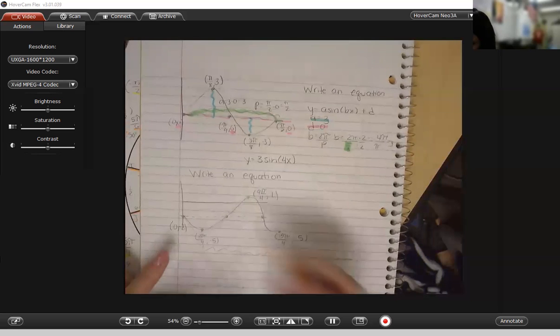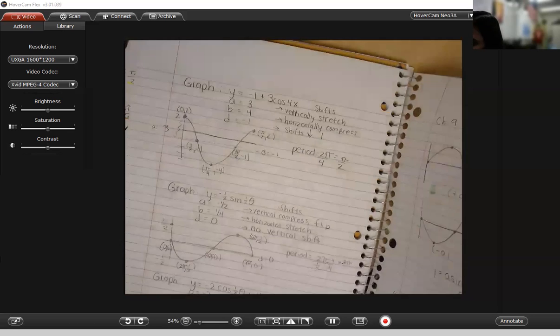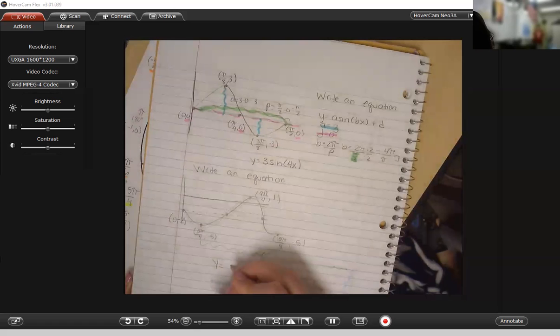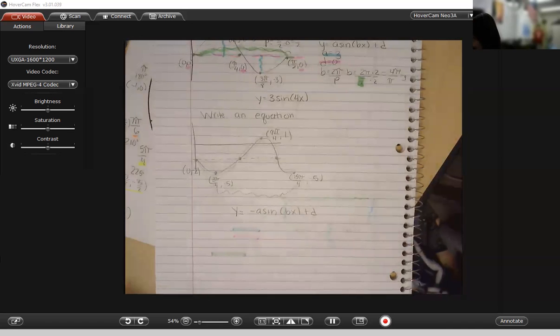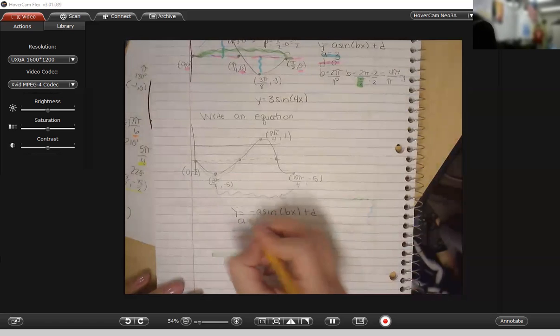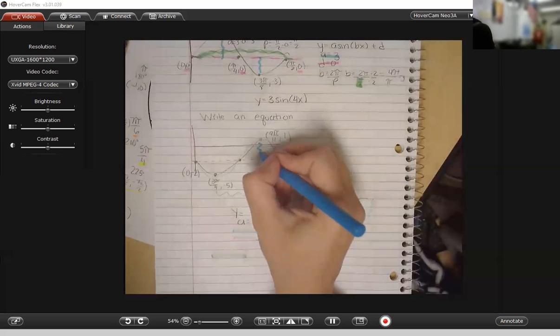Let's see what else do I need to know. It starts at the midline, so it's going to be a sine graph. And it starts at the midline, it's sine, and it goes down, so it's going to have a negative a value. So my equation is going to be y equals -a sine of bx plus d. Now I just need to find my distances. My amplitude is going to be right here.